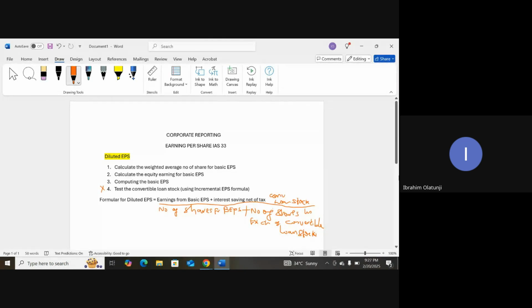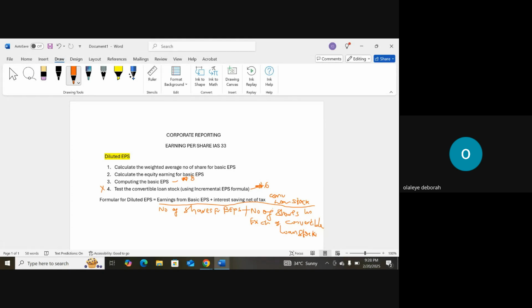When you test for this number 4, if your basic EPS, this number 3, let's assume it is 8 naira, and you test for this number 4, it is giving you 6 naira. Which one is higher? Which one is lower? Is basic EPS higher than incremental EPS?